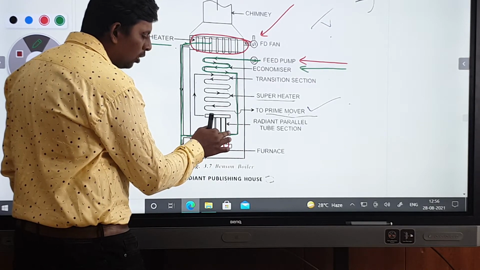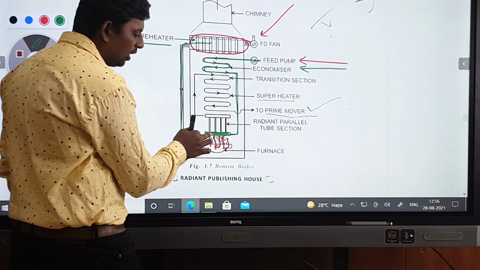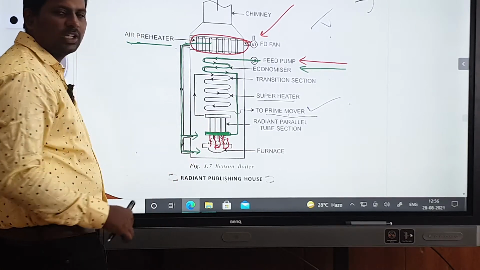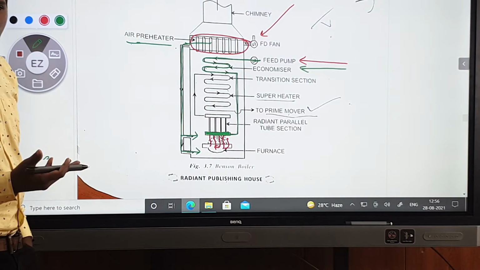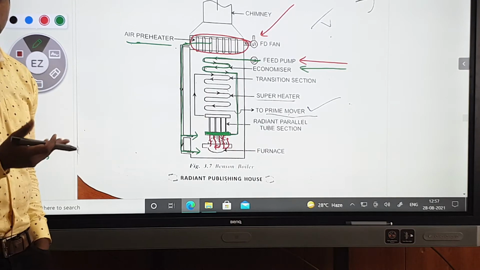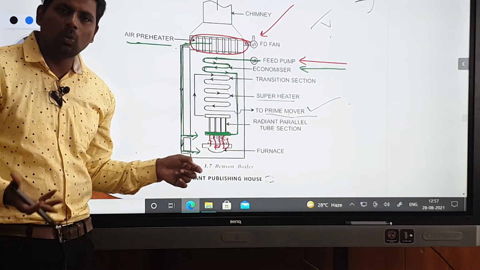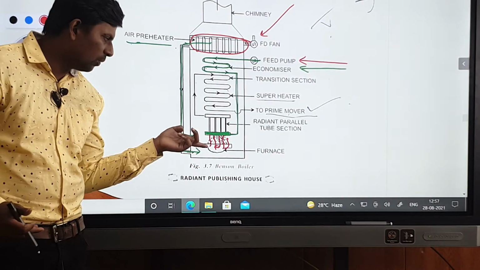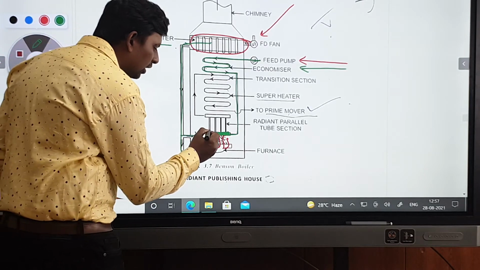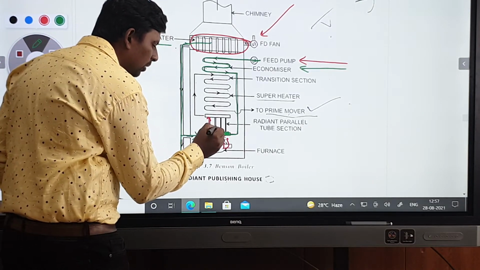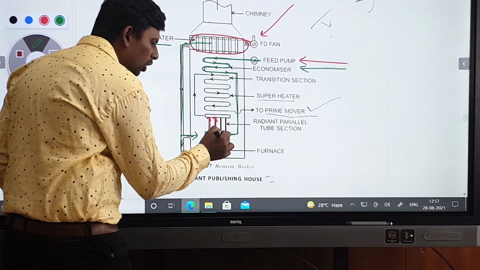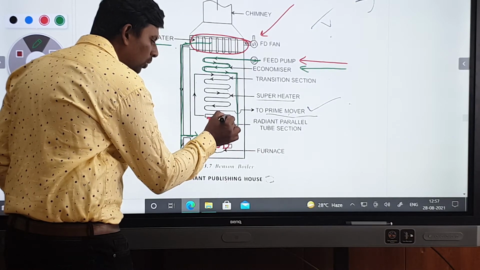What is present inside here? Water is present. Water will evaporate due to the temperature of this heat. Water will pass through like this. Water is converted to steam and it will move upward.